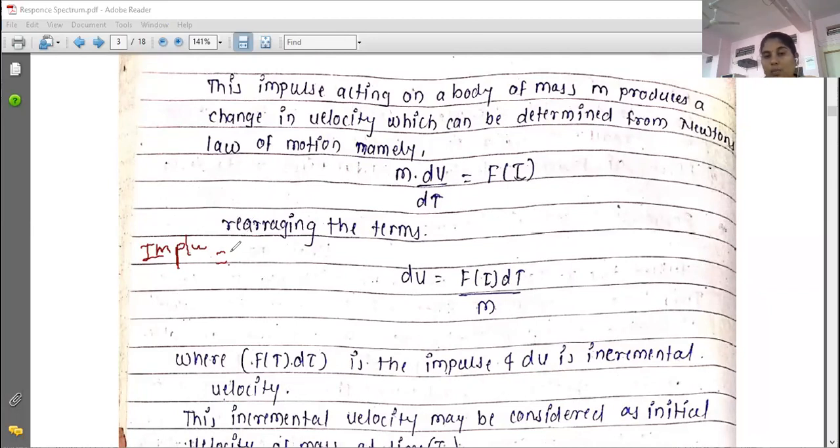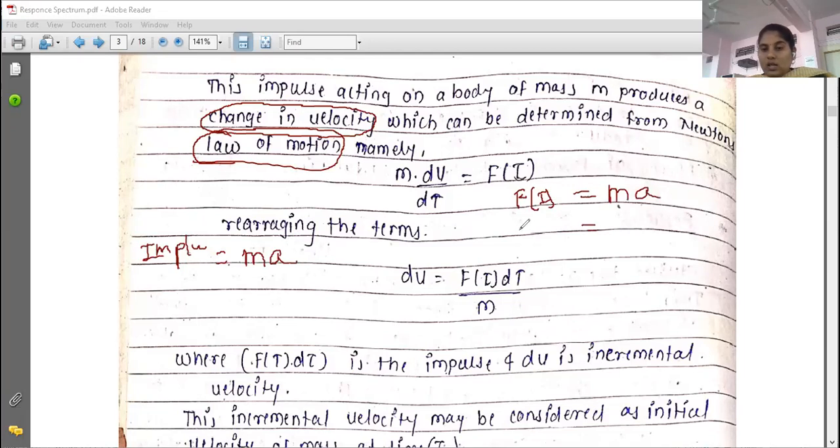But as per Newton's law, an impulse acting on a body produces a change in velocity, which can be determined from Newton's law of motion. So as per Newton's law of motion, what is the impulse? Impulse is with respect to m into a, mass into acceleration. So that impulse is F with respect to t, which is equal to m into a. So what is this F?